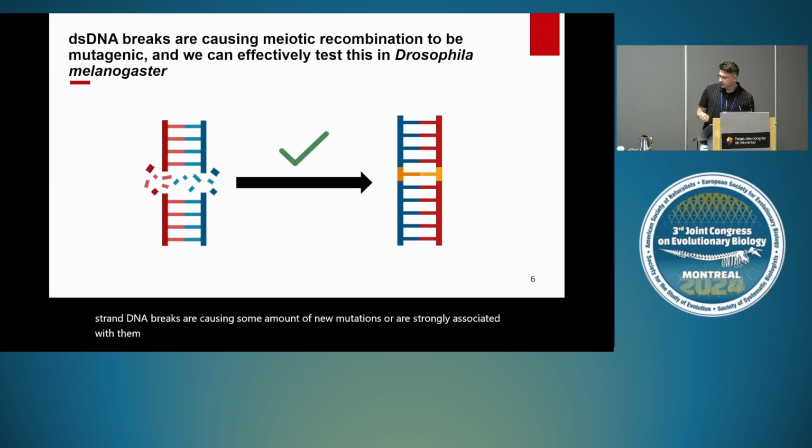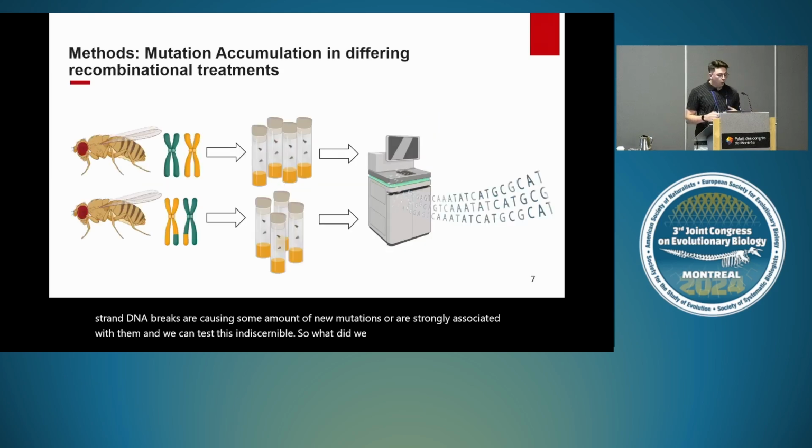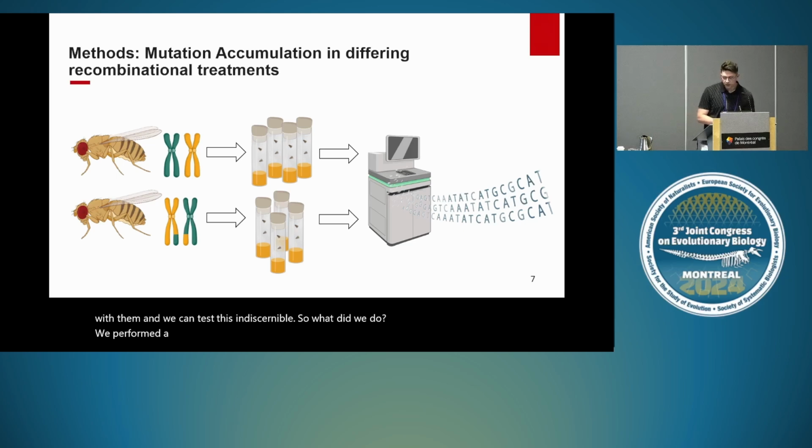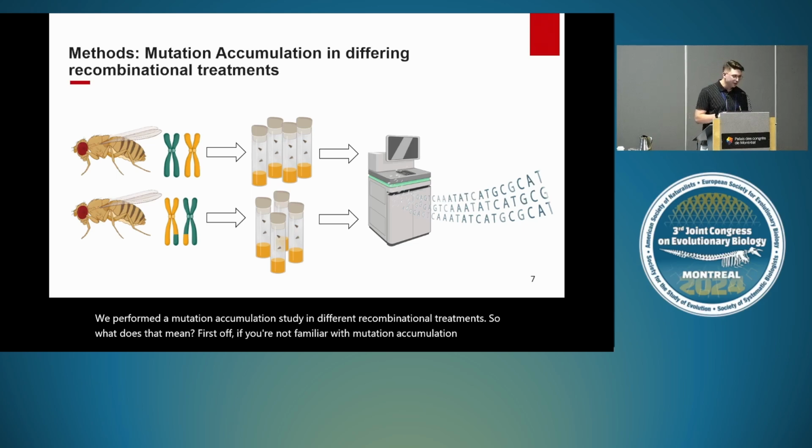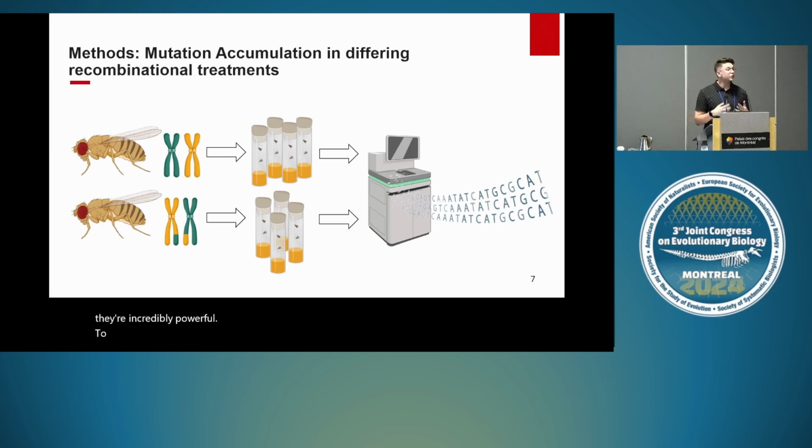And we can test this in Drosophila. So what did we do? We performed a mutation accumulation study in different recombinational treatments. So what does that mean? First off, if you're not familiar with mutation accumulation studies, they're incredibly powerful to help you measure mutation rates.